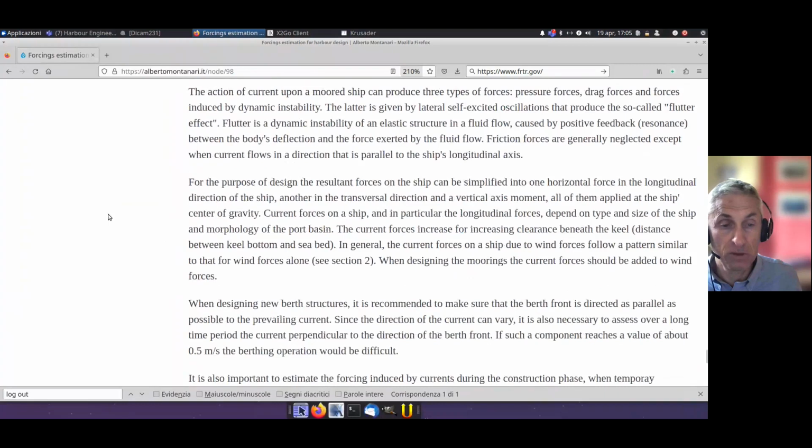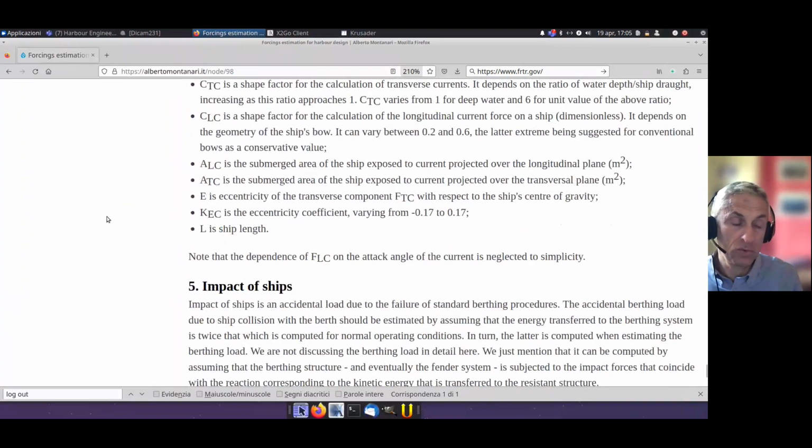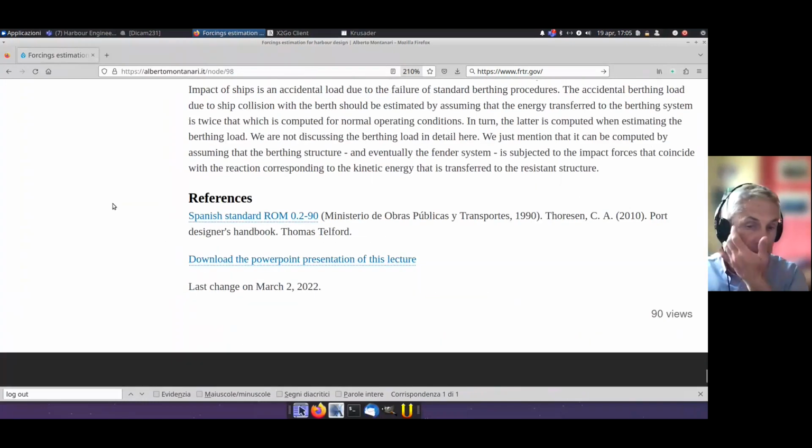I would say load by currents, it's just important that you know what it is and you can say something on the estimation methods.